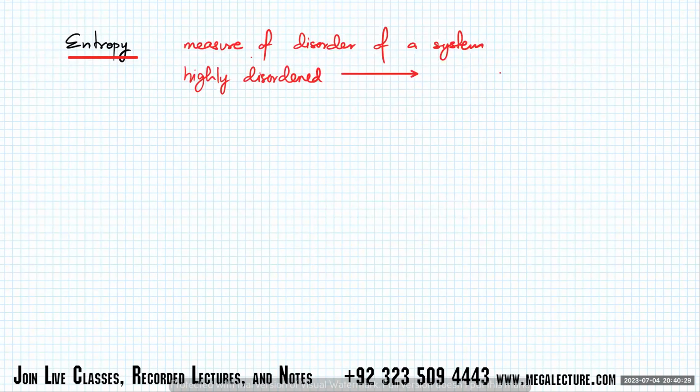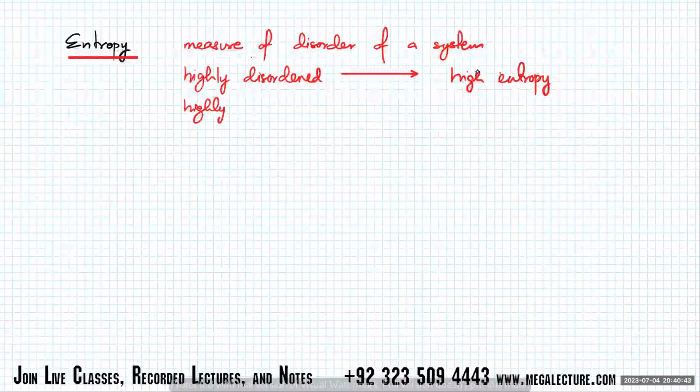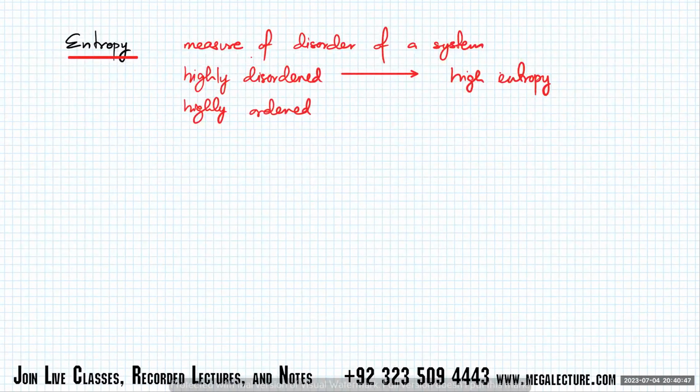Okay, just a second. So this is something that's got very high entropy. If something is highly ordered, then that something is low entropy. This is referred to as a low entropy state.